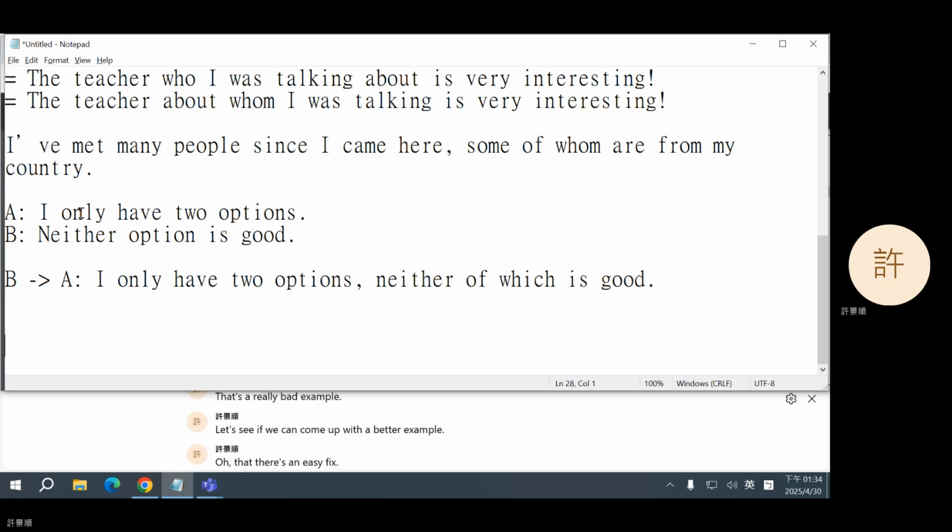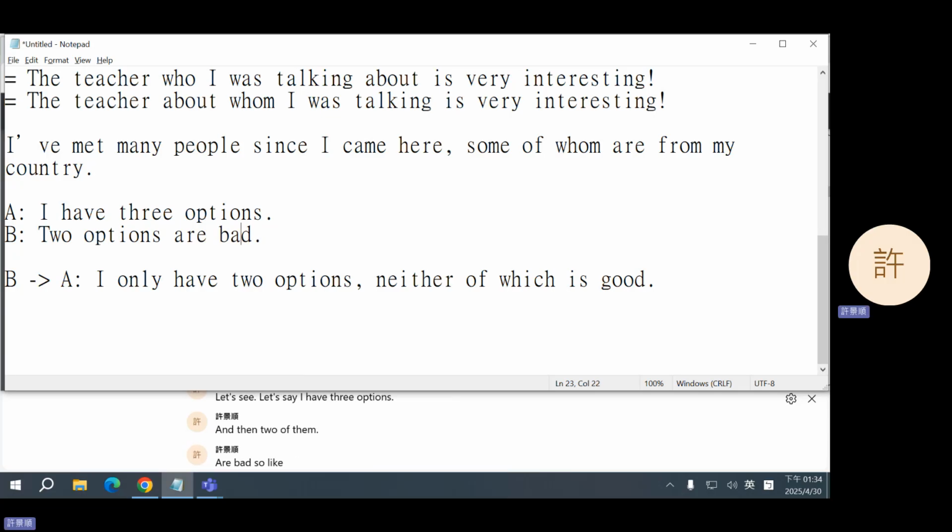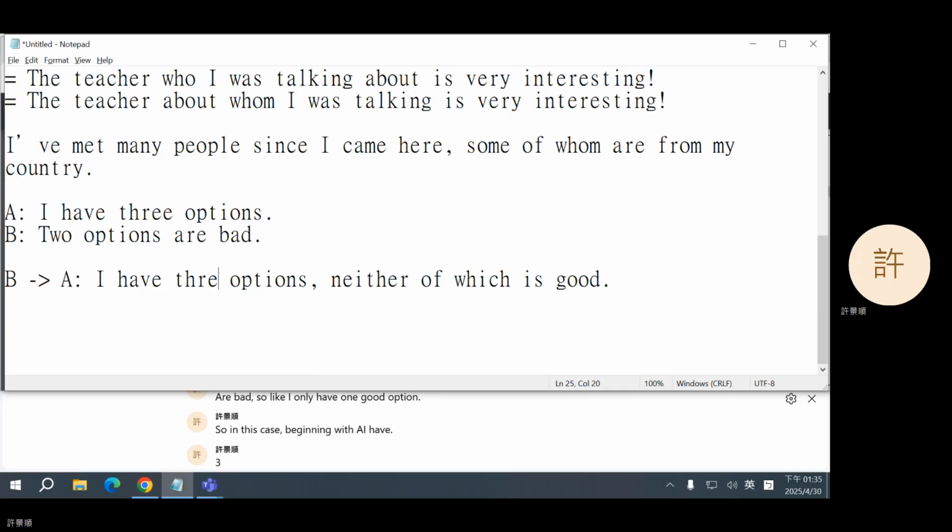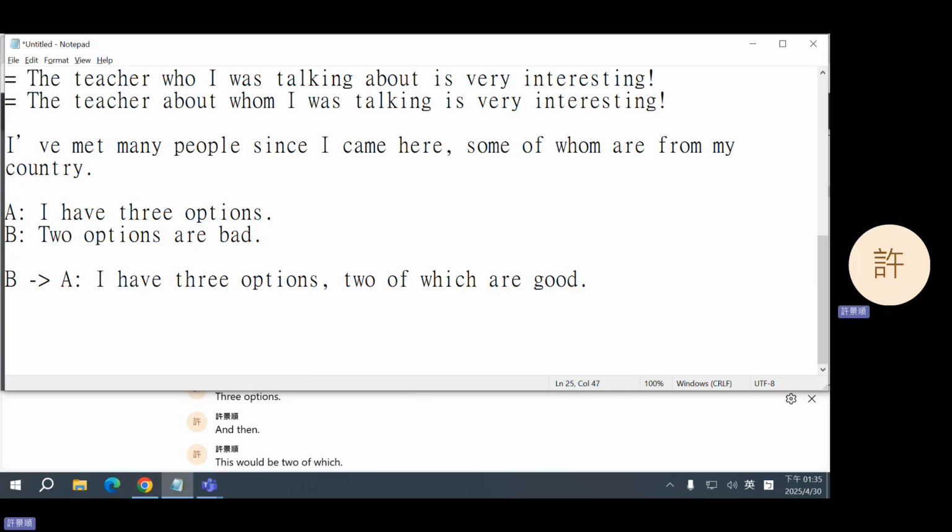Let's see. Let's say I have 3 options, and then 2 of them are bad. So I only have 1 good option. So in this case, beginning with A, I have 3 options, and then this would be "2 of which are bad." That seems like the same example. Oh yeah, I'm sorry, this is not a pronoun. This is an adjective. It's an indeterminate adjective.